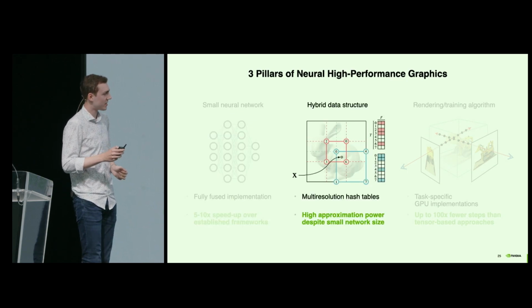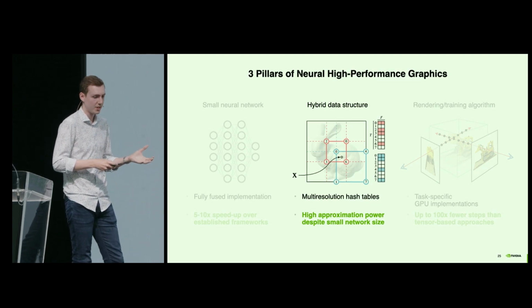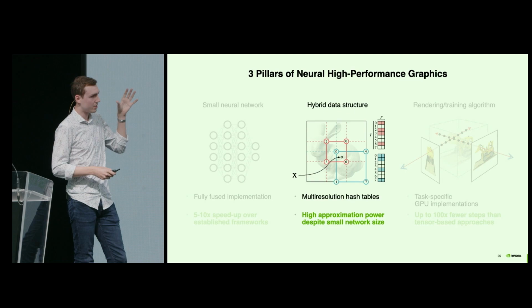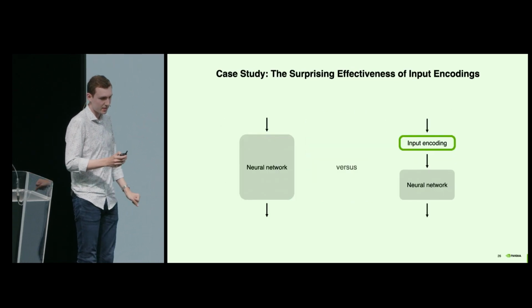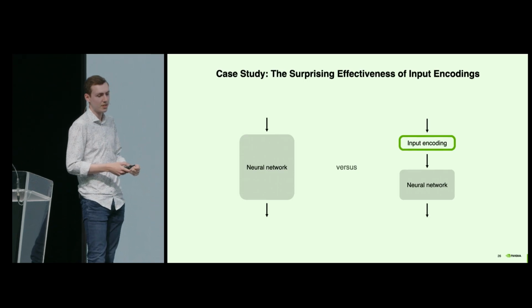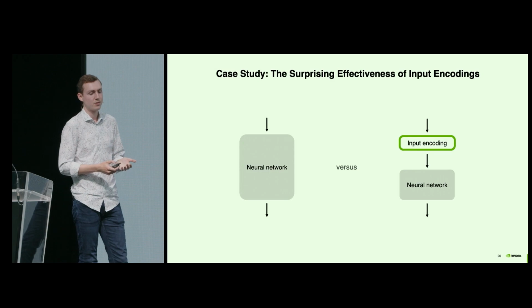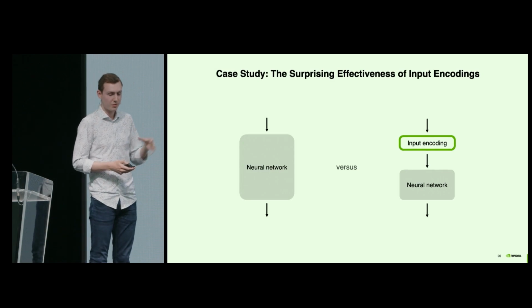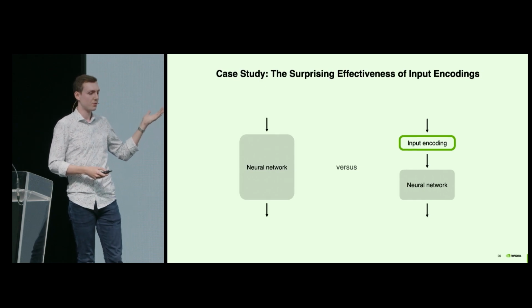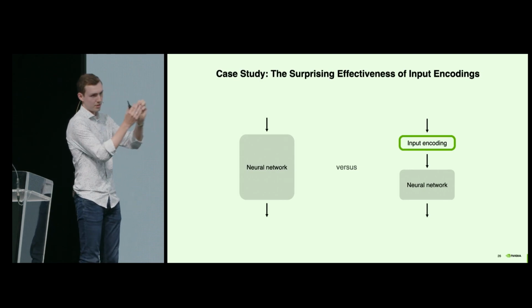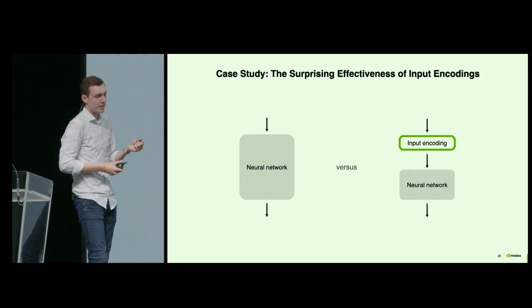What we are going to look at next are these multi-resolution hash tables, this hybrid data structure: how we can get back the approximation power of the neural networks after we shrunk them down. And in order to talk about this, I should first mention input encodings, because the data structure will follow sort of the same idea. An input encoding is basically exactly what it says. It encodes the inputs to a neural network into a different form, such that the neural network has an easier time processing them.